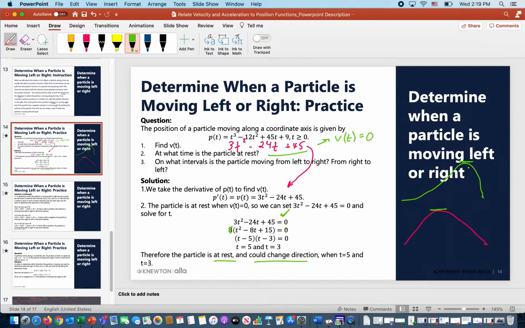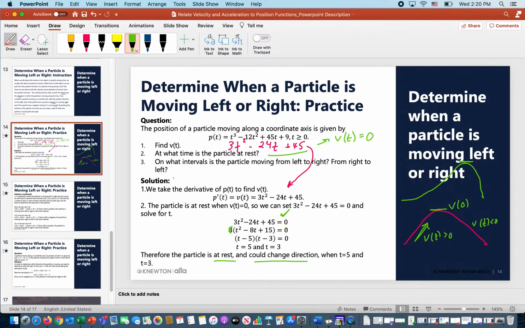The velocity of that object is 0, okay? Well, when that velocity is 0, that means it's going to come back down, right? So we have the object moving up with a positive velocity, and then we have the object moving down with a velocity that's less than 0.